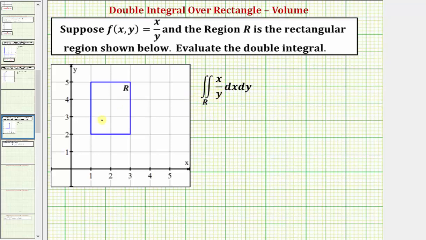The interval for x would be the closed interval from 1 to 3. The interval for y would be the closed interval from 2 to 5. These two intervals give us the given rectangular region of integration shown here on the coordinate plane.